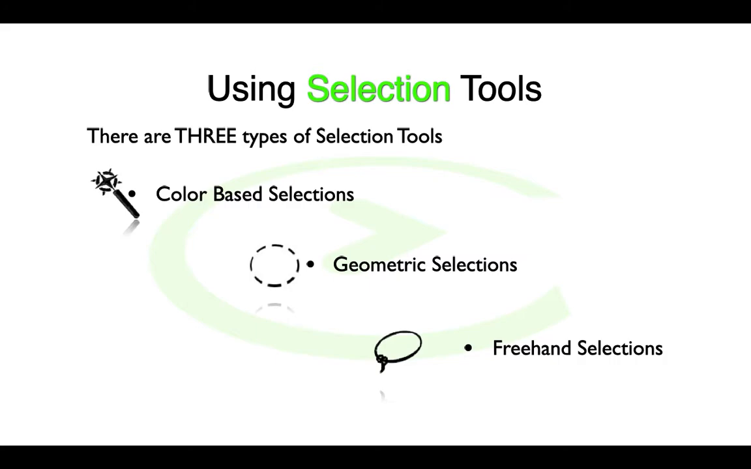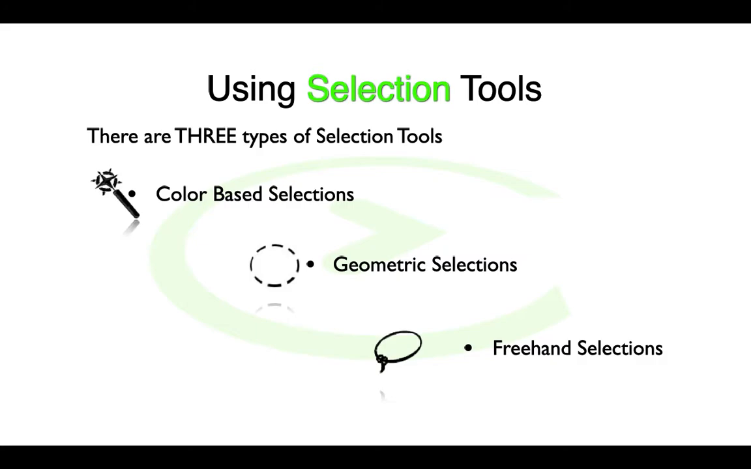So the three types of selection tools, which we're going to really hammer into your head here, are color-based selections. That's when the area or the thing you're trying to select is all the same color. This is a really convenient tool. This is the magic wand tool. You've got geometric selections. If something is perfectly round or perfectly square or perfectly rectangular, this is a great tool to use. However, in real life, it's not often that you get things perfectly geometric.